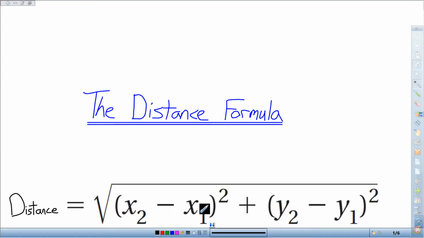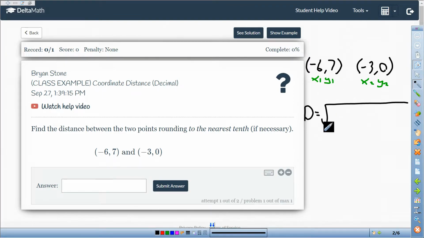First thing, x2 minus x1 squared. So let's see, x2 is a -3 minus x1, which is a -6. Remember, there's that built-in minus sign. And then plus doing the same thing with my y's. y2, 0, minus y1, 7 squared.